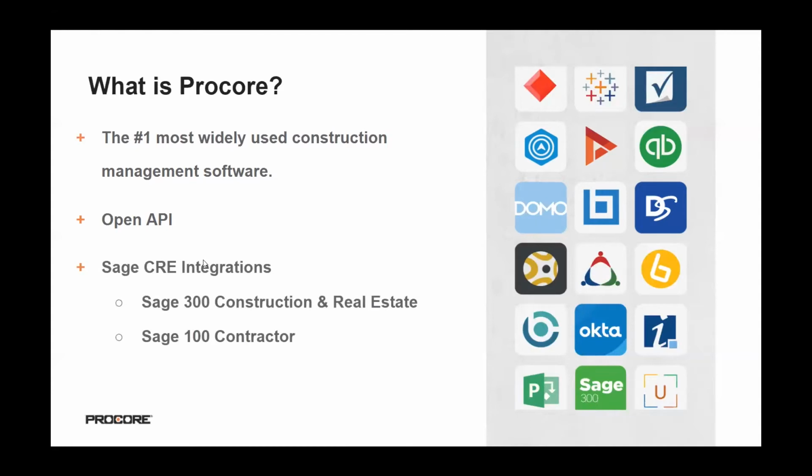Now, in addition to these third-party integrations, Procore has identified some key integrations to create and support on our own. Specifically pertinent to this session, those that involve integrations with key accounting systems, such as Sage's construction products, so Sage 300 CRE and Sage 100 Contractor.